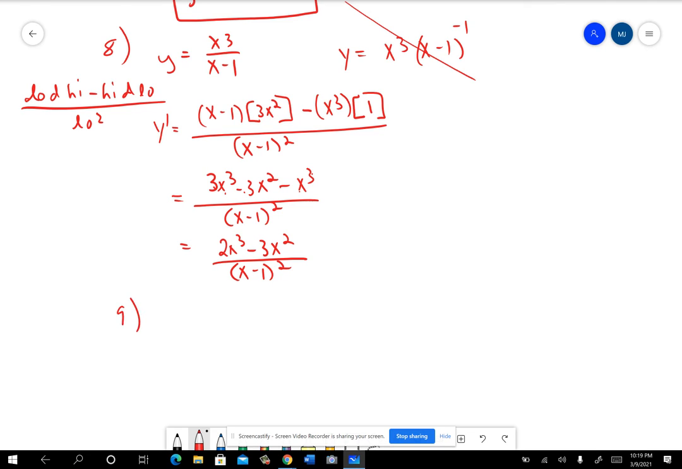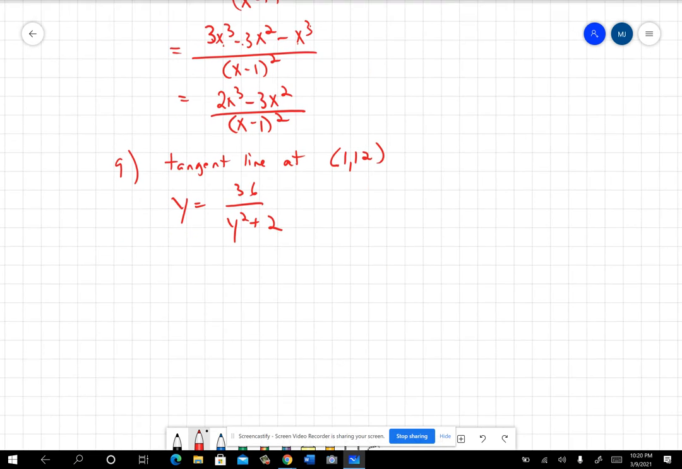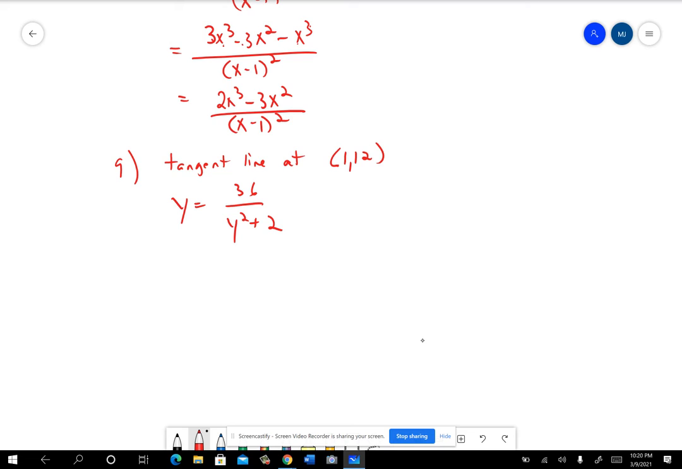All right, now 9 is asking us to get the equation of the tangent line at 1, 12. So we want the tangent line at the point 1, 12 actually, and the function we're dealing with is this. Okay, so your plan should be to get y prime, and then to wind up evaluating it at x equal 1, and then to wind up writing the equation. So y prime first, it's a quotient rule. So low times the derivative of the high minus the high times the derivative of the low. Let me put the derivatives in brackets. All of that over the low squared.